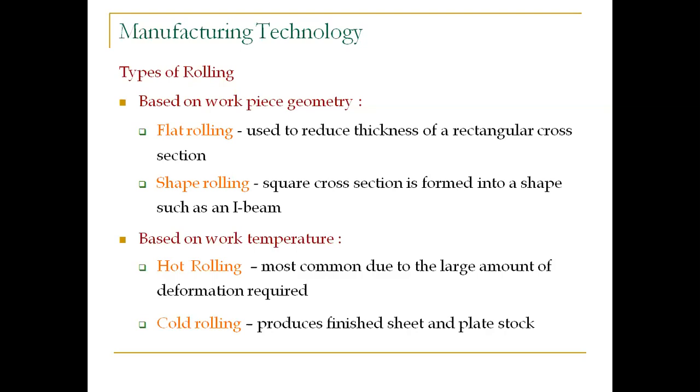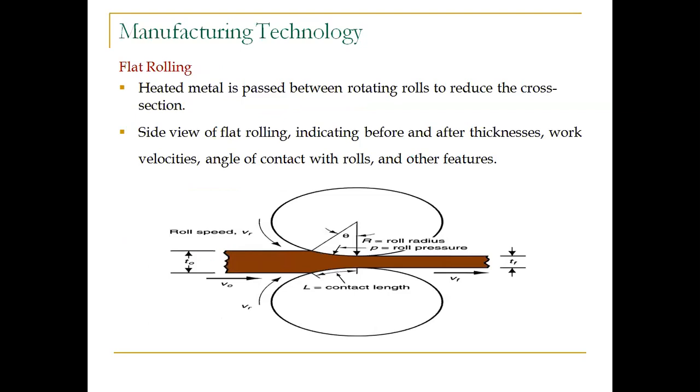On the basis of work temperature, the first one is hot rolling and the second one is cold rolling. Hot rolling is most common due to the large amount of deformation required. But in case of cold rolling, it produces finished sheet and plate stock. So this is a diagram for the flat rolling.